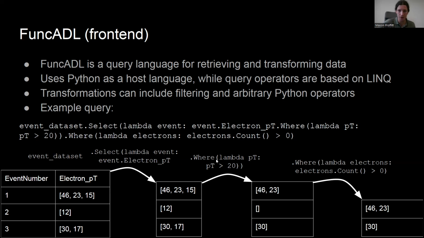Then there's a filter on these pT values, requiring that they be greater than 20. Any values that don't pass this requirement are removed. And then in the last step, there's another filter, but at the event level, that also uses the Count operator, requiring that there be at least one electron value within the events that pass this filter. So then we just get left with these two events here.